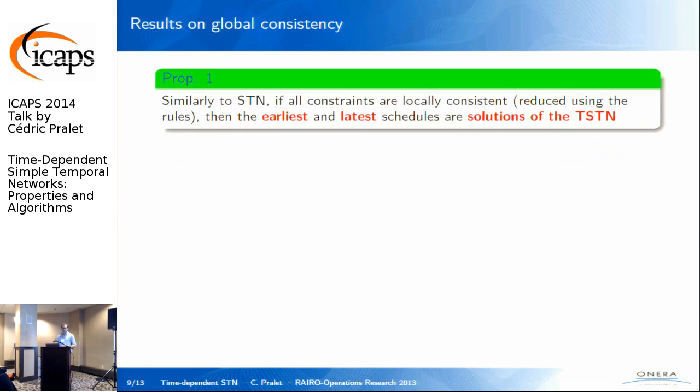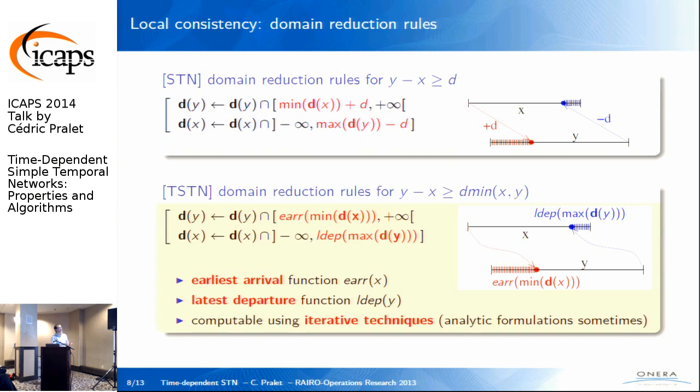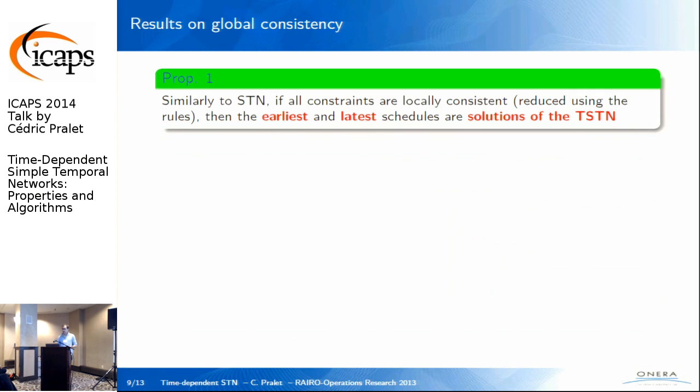The good news is that, similarly to STN, if all constraints are made locally consistent using these rules, that is, if we apply these rules over all constraints until reaching a fixed point, then the earliest schedule and the latest schedule are solutions of the TSTN. This means that if you assign all time points to their minimum values or all time points to their maximum values, then you have an assignment which satisfies all the temporal constraints.